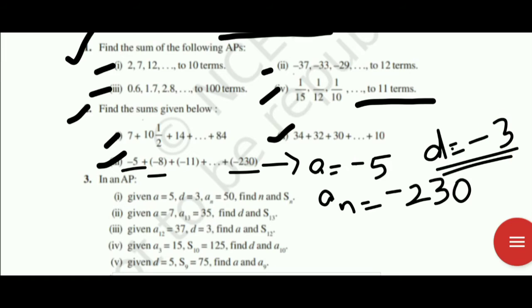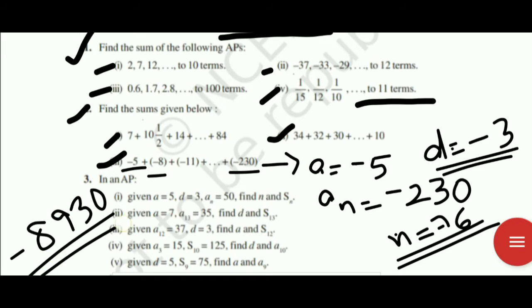Now you can put this in the an formula, an is equal to a plus n minus 1 into d. So you'll get a value for n. n is equal to 76. Now you can put this n value, a and an value in the second sum formula. Then you'll get the sum of 76 terms as minus 8930. This is the answer. Okay, you can try yourself, and you can tell me if you're not getting the answer. This is a hint. You'll be getting these answers.